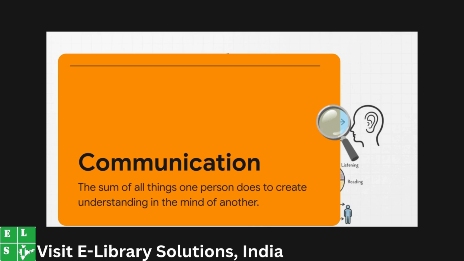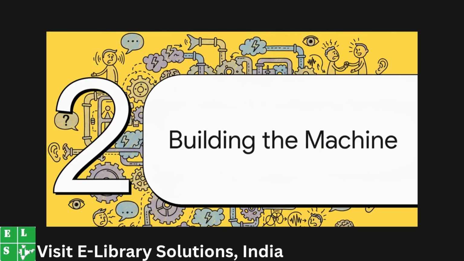It's not enough to just send information. The person on the other end has to get it and understand it in the exact same way you meant it. That's the finish line. That's the goal. So, to figure out where things go wrong, we first need to see how the machine is supposed to work when everything is running smoothly. So come on, let's build this thing together, piece by piece.